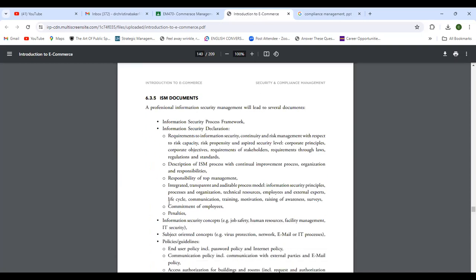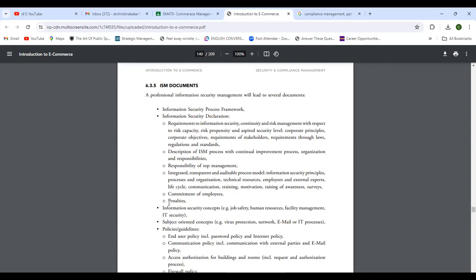And some documents you could look at are the Information Security Process Framework, Information Security Declaration, requirements to information security, continual risk management with respect to the risk capability, risk appetite and aspired security level, corporate principles, corporate objectives, requirements of stakeholders, requirements to laws, regulations, and standards.